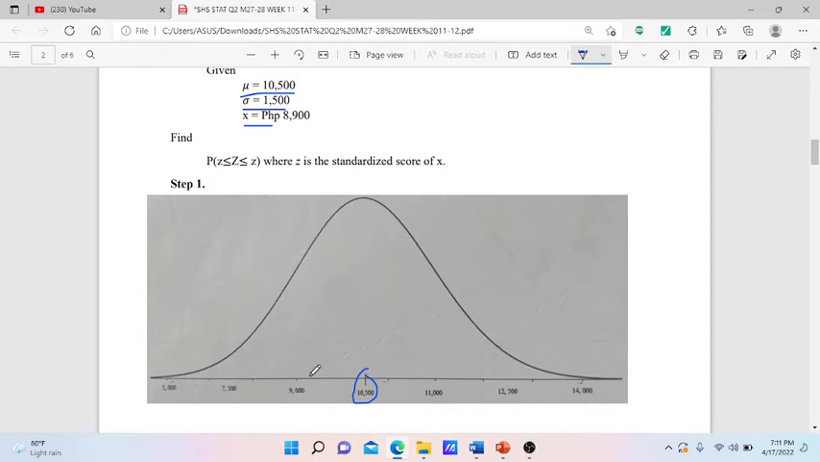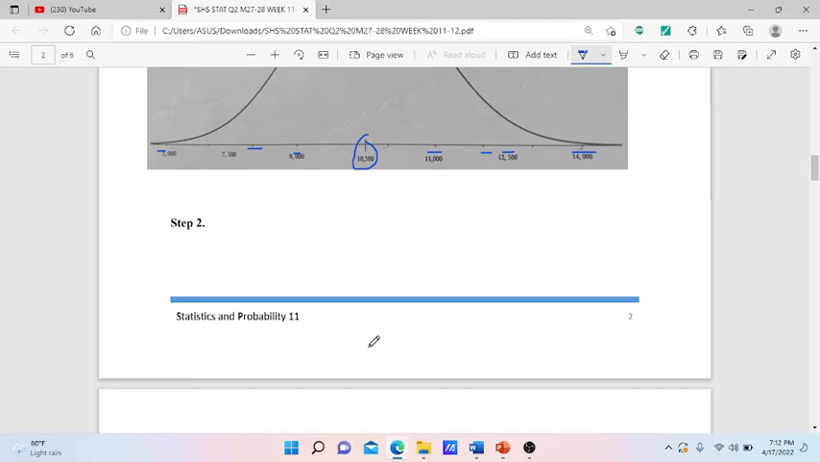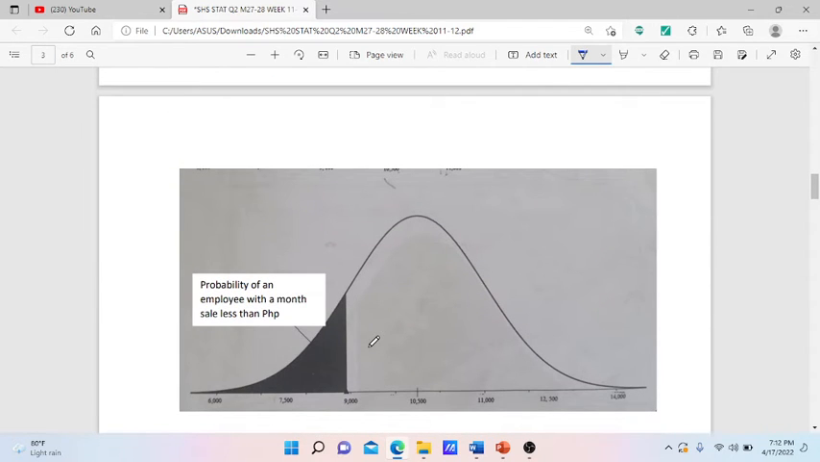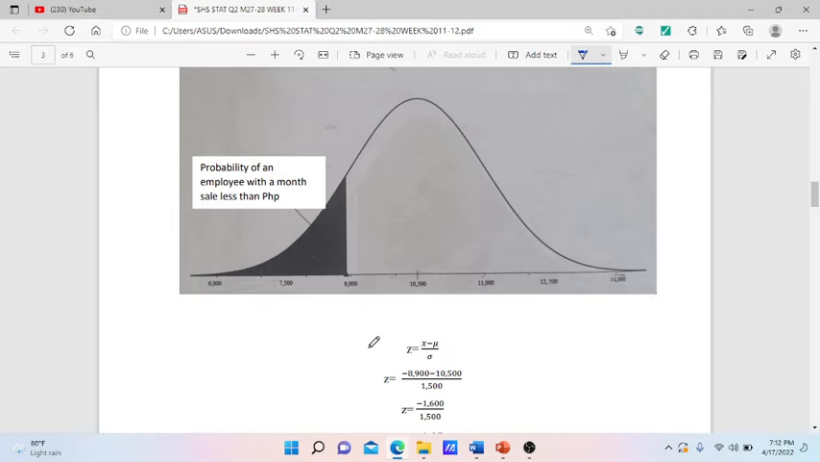So for the intervals in our number line, going down we subtract: 10,500 minus 1,500 is 9,000, then 9,000 minus 1,500 is 7,500. Going up we add 1,500, so 12,000, then 13,500. So that would be your graph. After that, just shade the region bounded by 9,000, less than 9,000, okay?